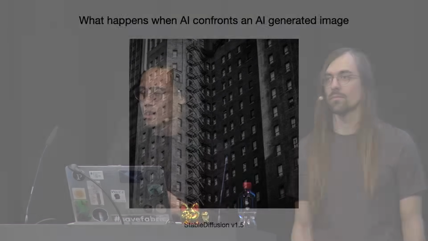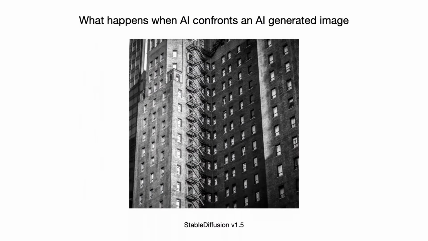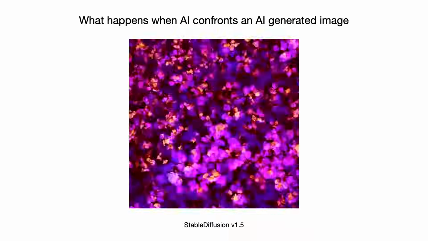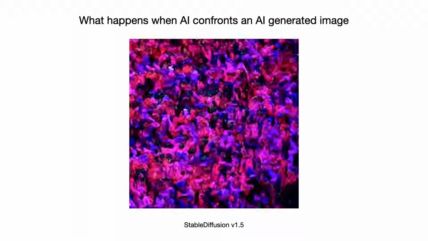So let's start with something like this. What happens when AI is confronted with an AI-generated image? We start by having an image-to-image model running, and then once we get the output, we put it in again as an input, and we see something like this. It's a colorful, random, purplish pattern.